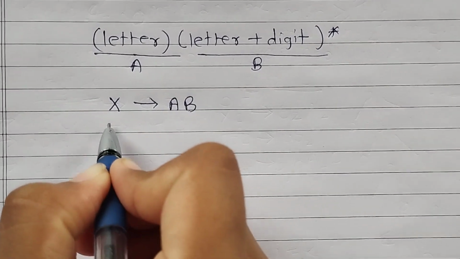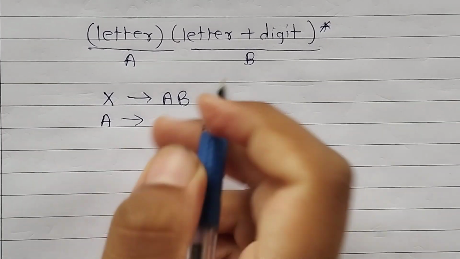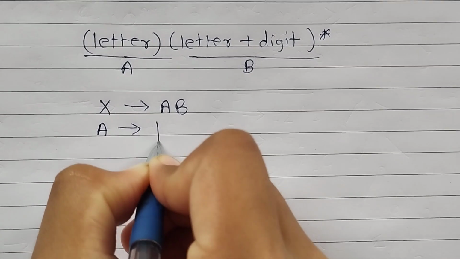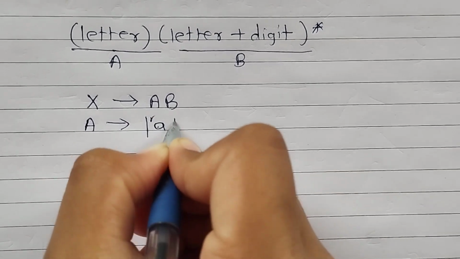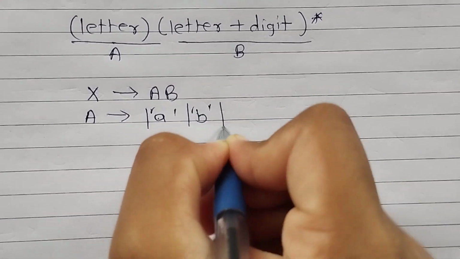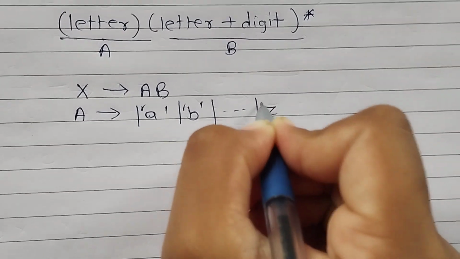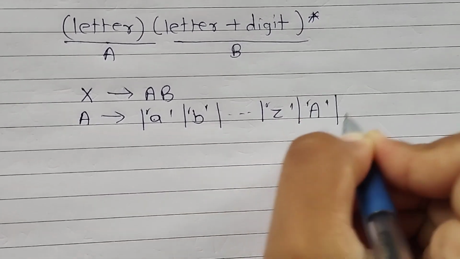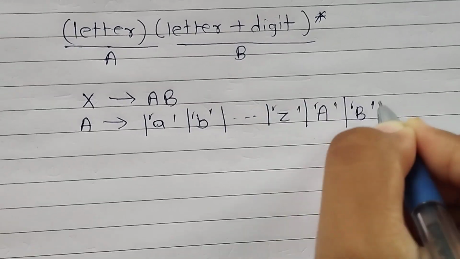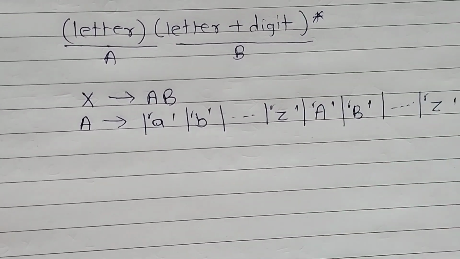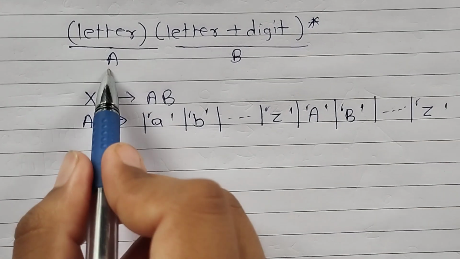Now this A first only reads my letters. So letters can be capital or small. So let's suppose it reads a simply, or b simply, or up to small z. Then it can read capital A, capital B, or up to capital Z. So first here we complete this A.